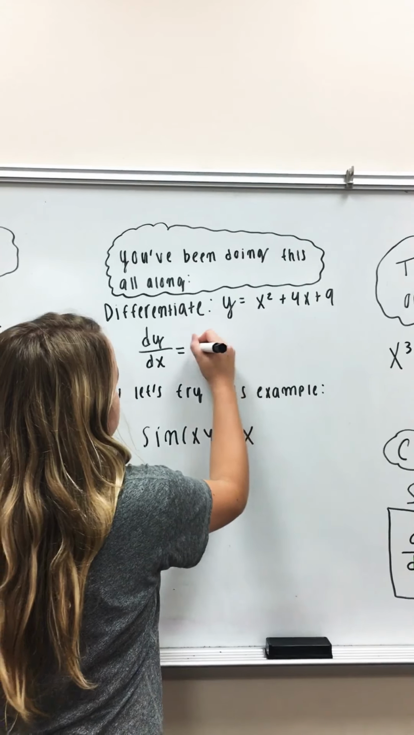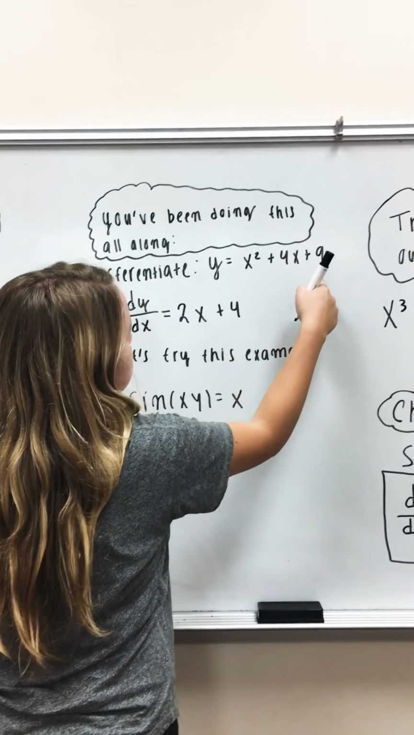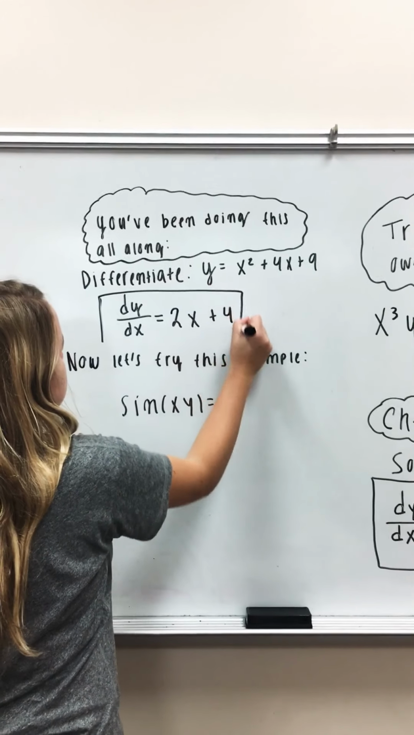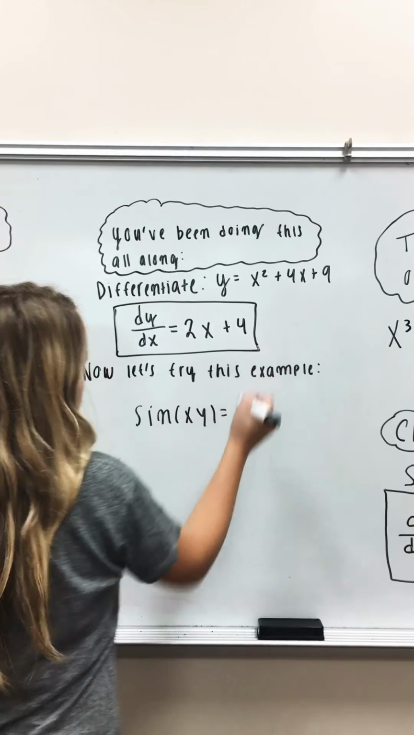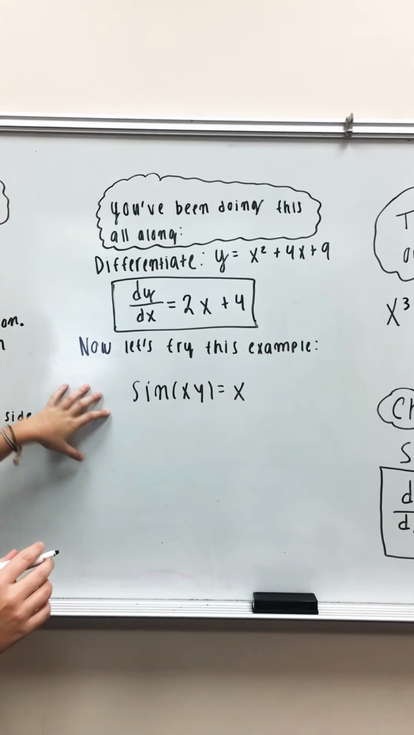And then the derivative of x squared is 2x. Derivative of 4x is 4, and then the derivative of a constant is 0. And you've been doing these all along, and that is an example of implicit. You just haven't known you've been doing implicit. And so now we're going to try this harder example.